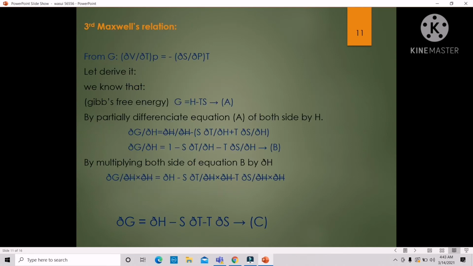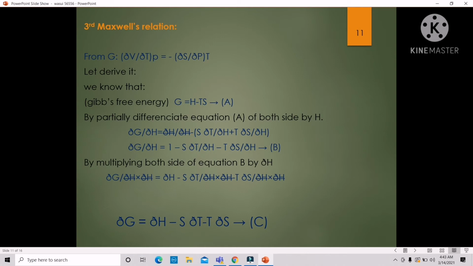Number three Maxwell relationship is all about Gibbs free energy. We must know the definition of Gibbs free energy, which is H minus temperature times entropy, where the pressure is constant.